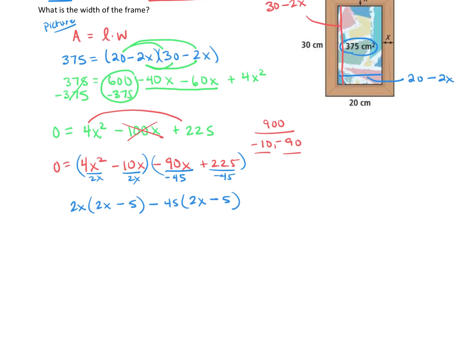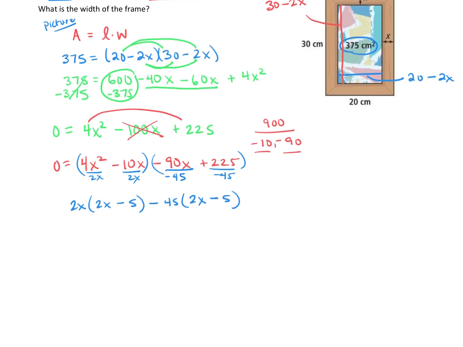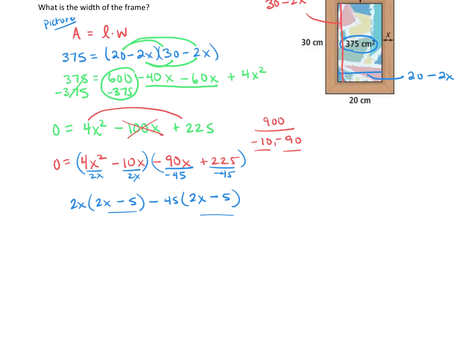Remember, with factor by grouping, here's our checkpoint. Do our parentheses match? They do. So 2x minus 5 is in one parenthesis. And then this 2x and this minus 45 go in the other parenthesis. I'm going to carry down our equal 0. Now we have factored form. We have factored form set equal to 0, so we can set each factor equal to 0. 2x minus 5 equals 0. 2x minus 45 equals 0.